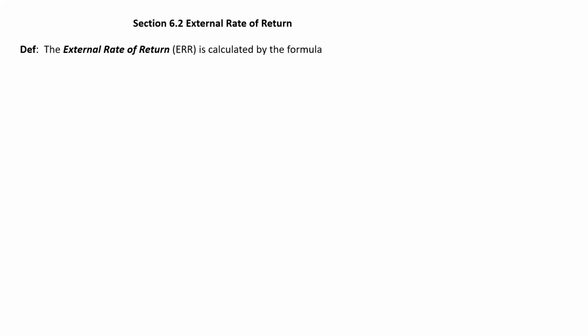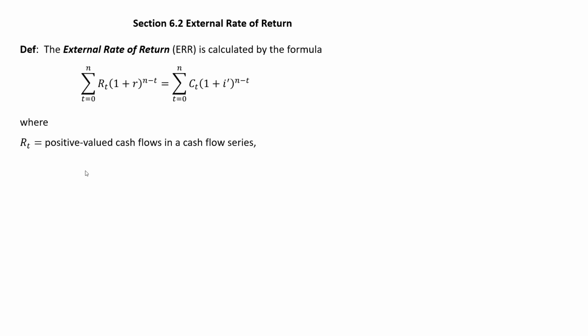The external rate of return, ERR, is calculated by the formula sigma t equals 0 to n of R sub t times (1 plus r) to the n minus t equals blah, blah, blah. Okay? What in the world is each one of these things? We need to spend a little time trying to understand this. R sub t is the positive valued cash flows in a cash flow series, right? Does it make sense? In a cash flow, would you agree that there would be some negative and some positive cash flows?